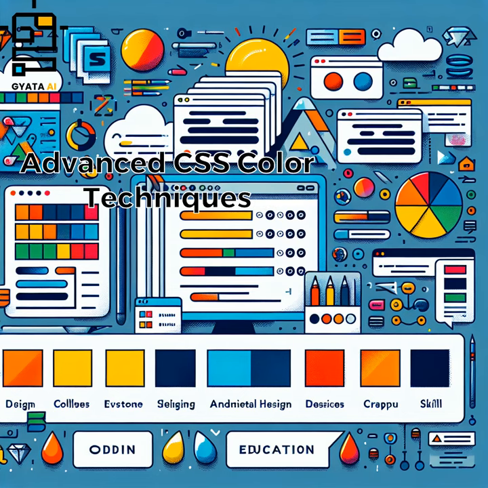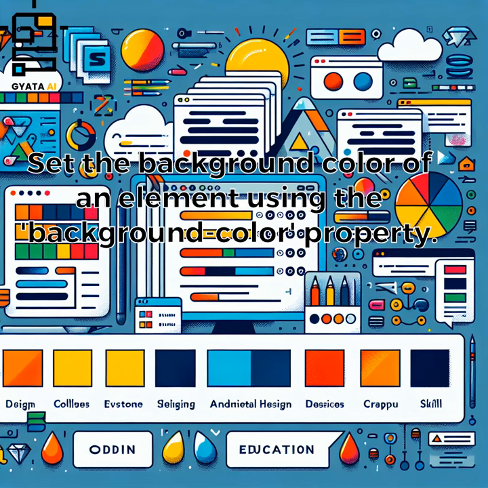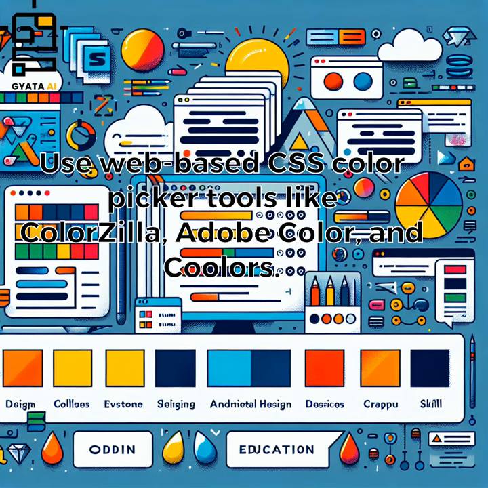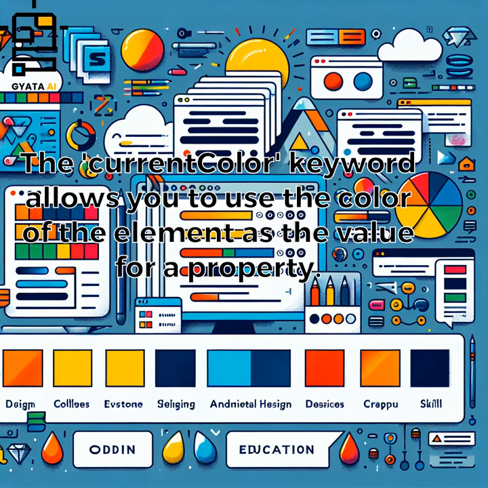Advanced CSS color techniques. Set the background color of an element using the background color property. Use web-based CSS color picker tools like ColorZilla, Adobe Color, and Coolors. The currentColor keyword allows you to use the color of the element as the value for a property.